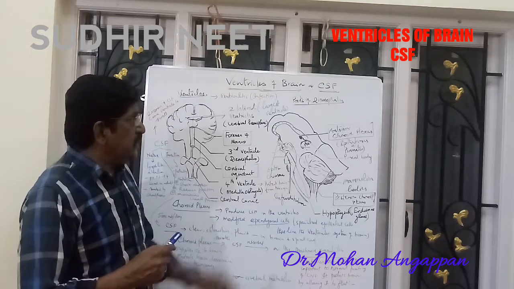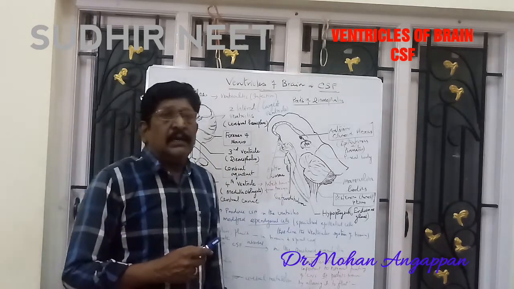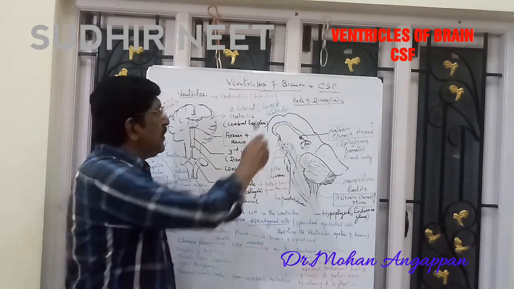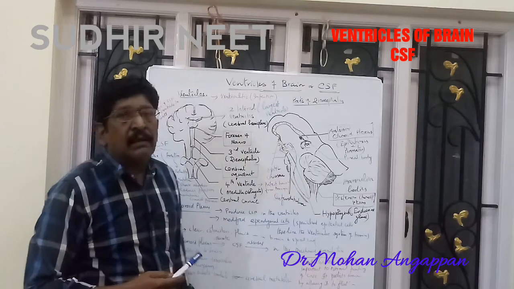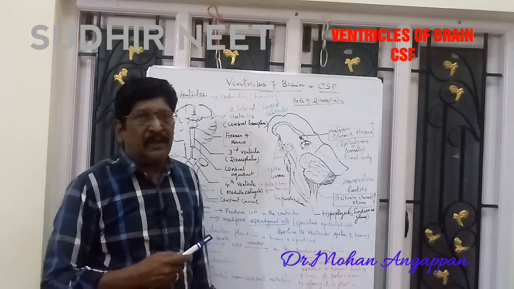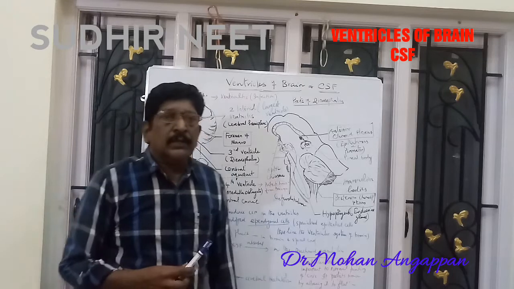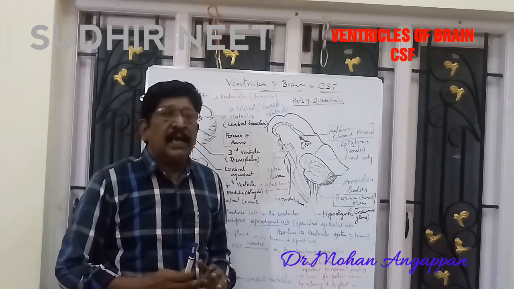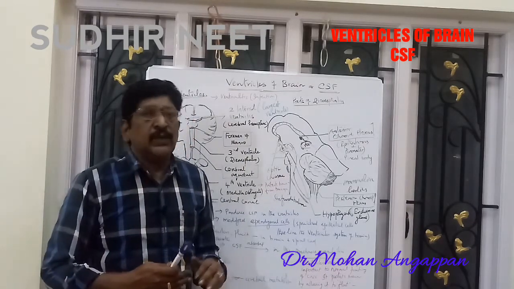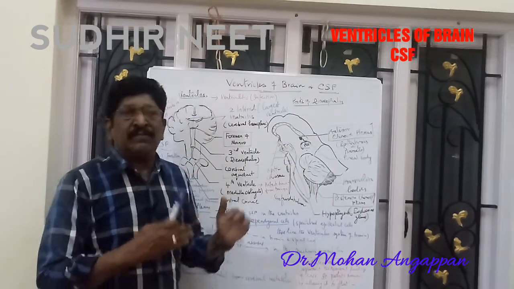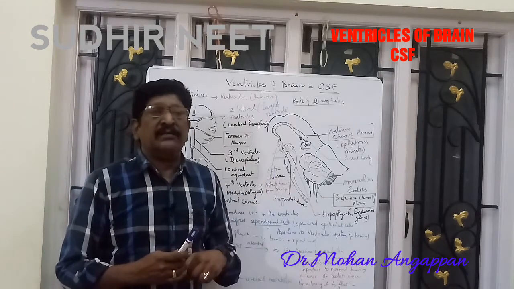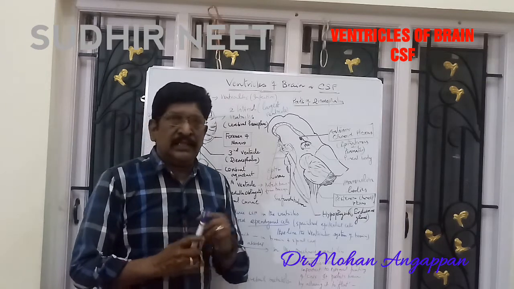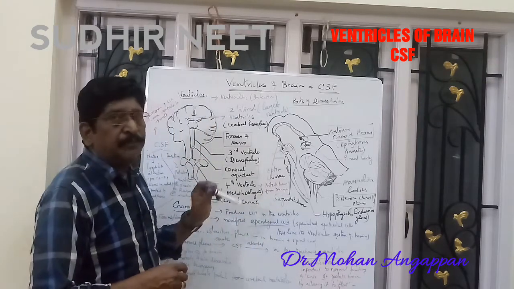Today, as a continuation of the neural coordination, we shall talk about the ventricles of the brain and the cerebrospinal fluid. If you take the brain, it's a hollow structure inside, having ventricles. What are the ventricles? Where are they present? How do they communicate with each other, and what is the function of the ventricles? These are all the things we are going to see now.